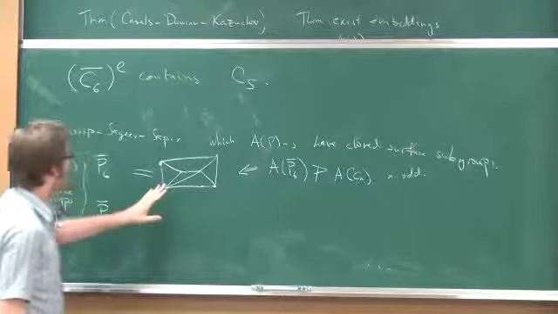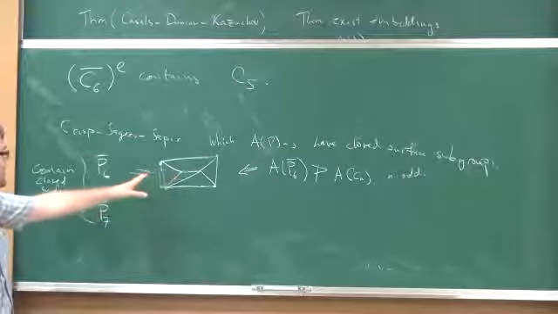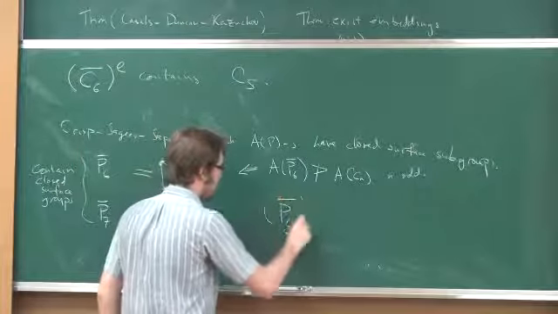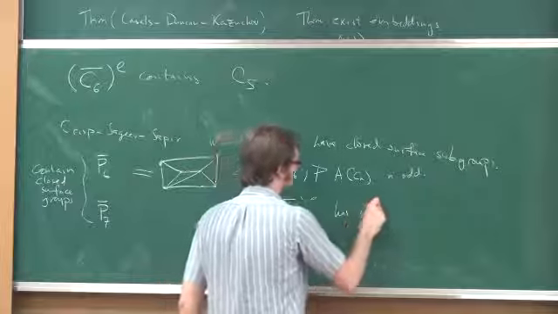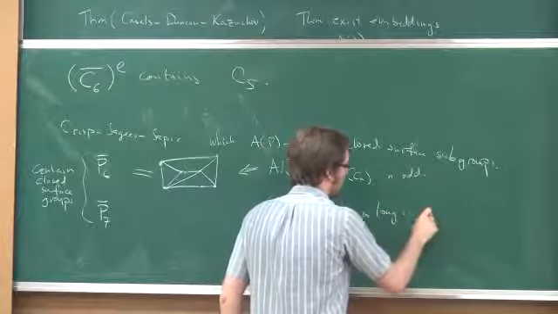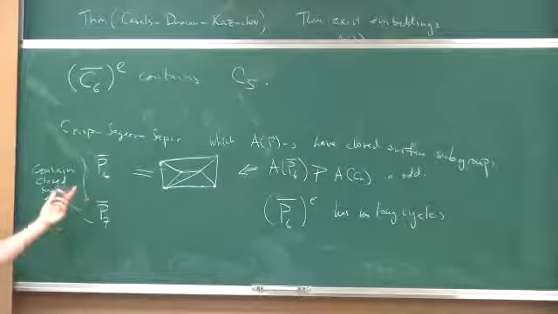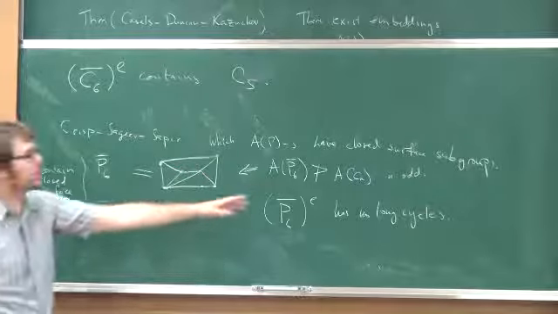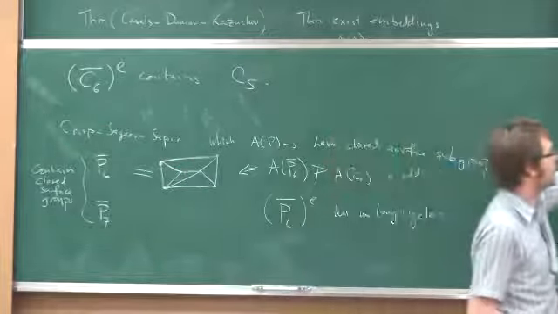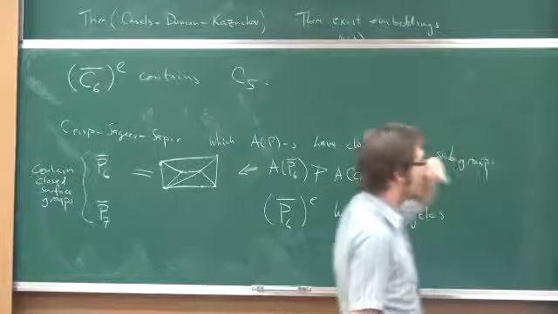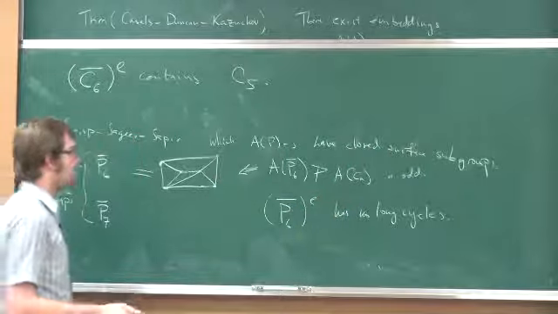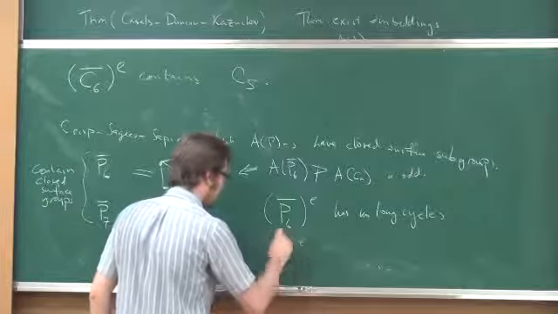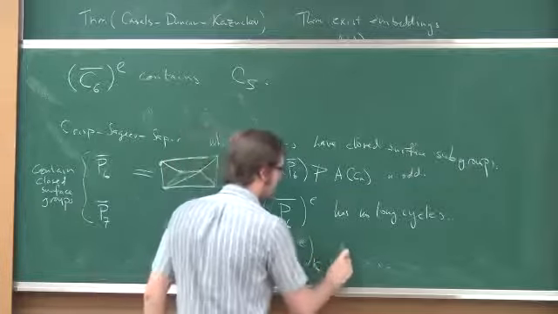Now, if we compute the extension graph of P6 bar, P6 bar E has no long cycles. But since P6 bar has triangles in it, we can't apply our triangle-free theorem here. And so we have to pass to the clique graph. But P6 bar E K does have long cycles.